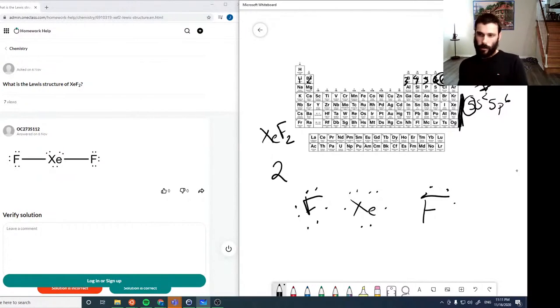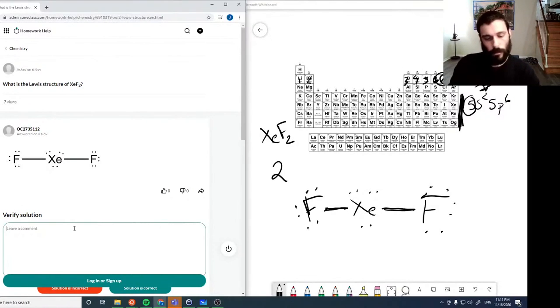Now, the exact structure you would follow, likely you would have VSEPR rules that you'd be going through. And then to finish our Lewis structure, we basically connect our bonding electrons as a line, like that. And then we see here that that is the solution that's given. So this solution is correct.